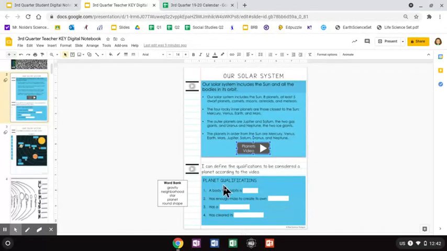Okay, so to be a planet, there are qualifications that everything has to meet. A planet is a body that orbits a star. Earth orbits the sun, which is a star, and all the other planets in our solar system orbit the sun. It also has enough mass to create its own gravity.